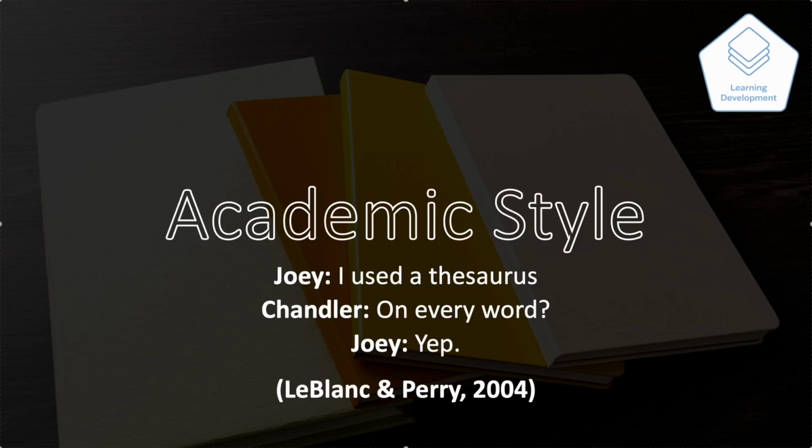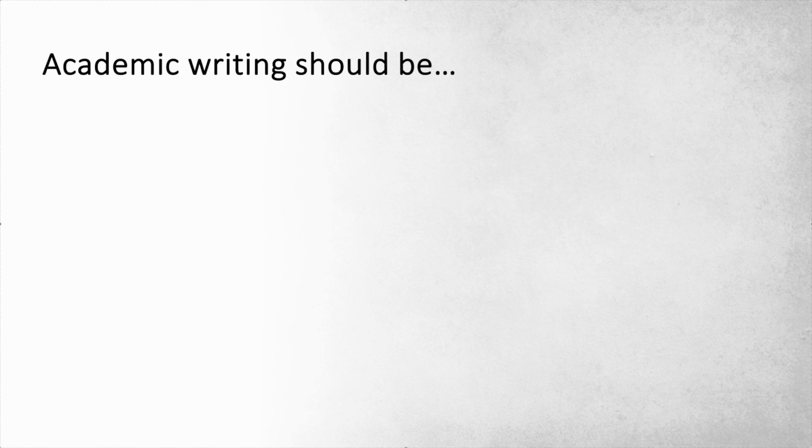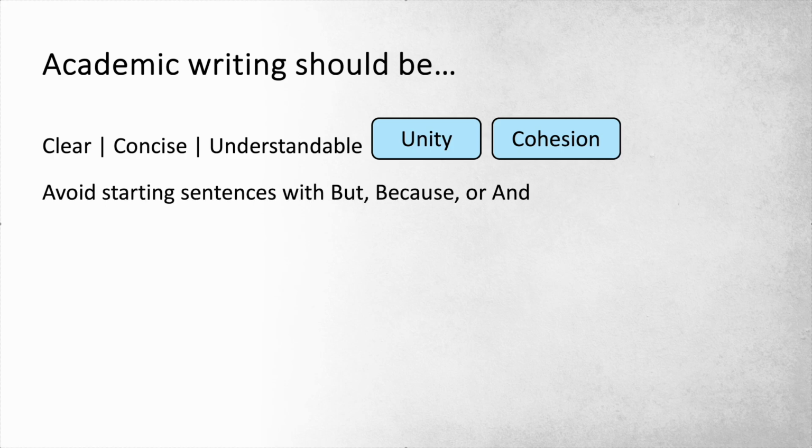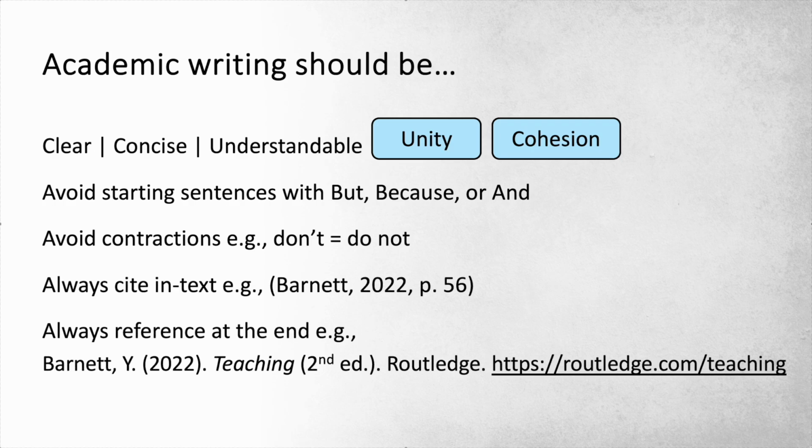Academic style. Academic writing should be clear, concise and understandable. You are aiming for unity, get to the point and stick to the point, and cohesion, a nice flow from sentence to sentence, from paragraph to paragraph, telling the reader the narrative. Avoid starting sentences with but, because or and. Avoid contractions like don't. Always use do not. Always cite in text, and it might look a little something like this: author surname, year and page number.